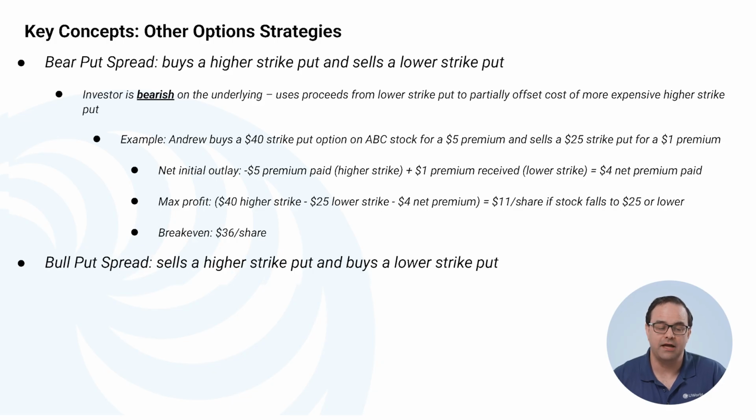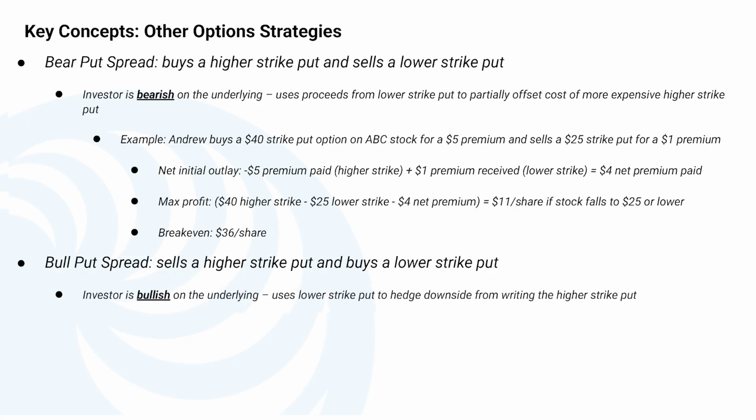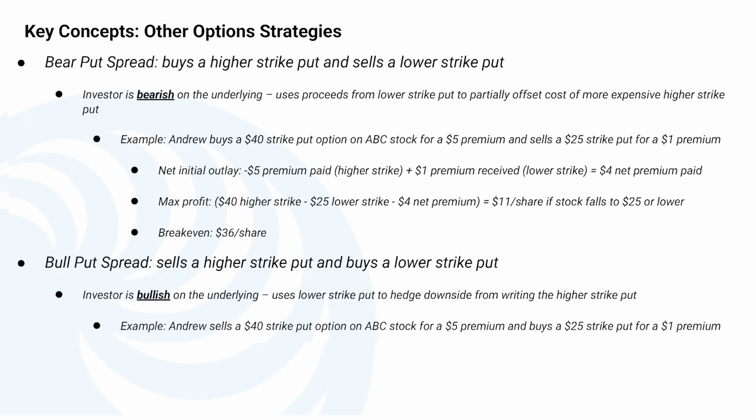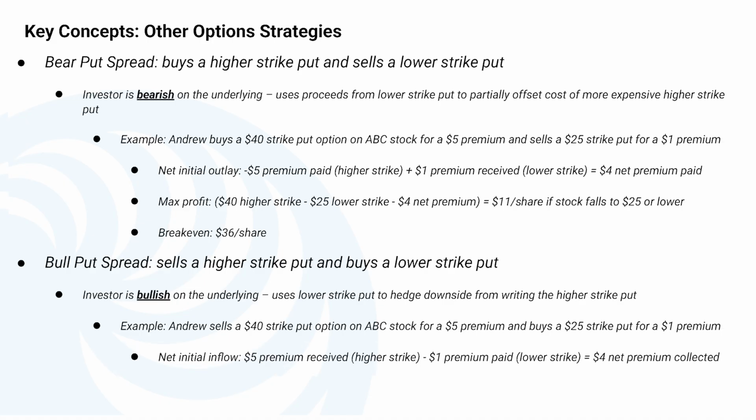A bull put spread is the opposite. It is an investor who is bullish on the underlying, or at minimum does not expect the underlying to fall below the strike price of the higher strike put that they've written. An example in this case would be a portfolio manager selling a $40 strike put, collecting that $5 premium, and buying a lower strike put, a $25 exercise price, for $1 a share. The net initial inflow for this side of the trade would be the $4 net premium collected.